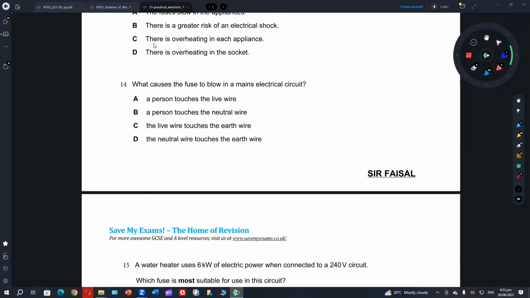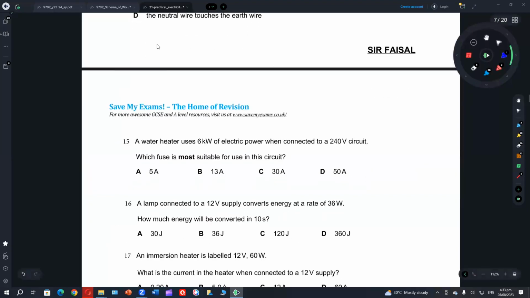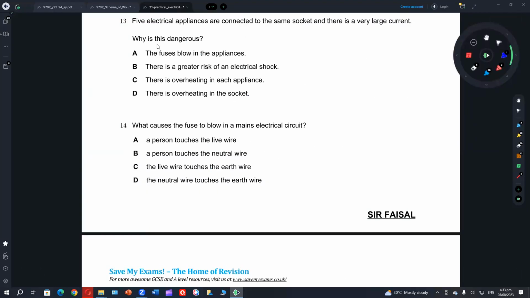What causes the fuse to blow in a main electric circuit? When live wire touches the earth wire, the circuit can be tripped. The fuse will blow when current increases. Actually, a fuse always blows when a circuit contains a lot of current. So it should be the case that the live wire touches the earth wire. Okay.